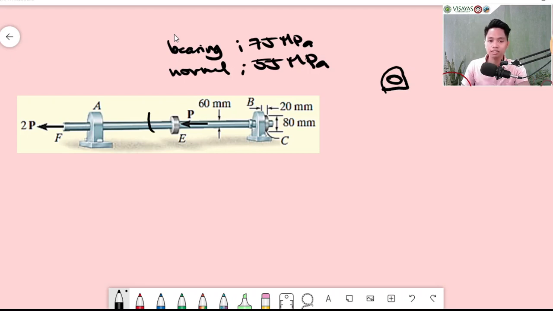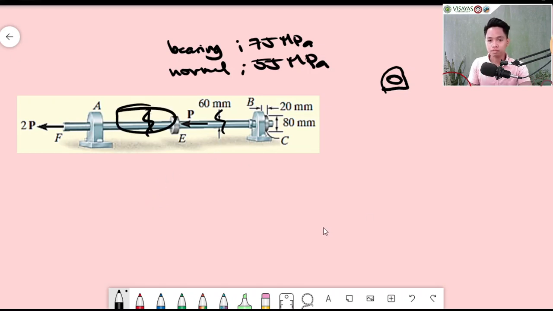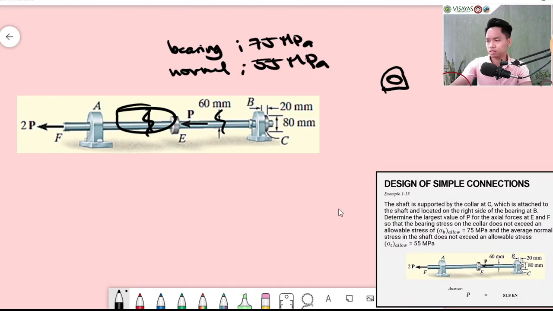So, second is, of course, mag-gets din na ninyo. That is a normal force. So therefore, magkuha kag section diri, magkuha pa kag section diri. So asa may mas dakog possibility nga mo fail. Of course, kani ang imuhang designan. That's the problem. Determine the largest value so that the axial forces at E and F so that the bearing stress on the collar does not exceed the allowable stress. Okay.